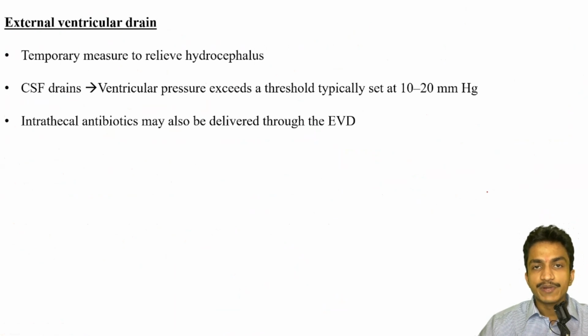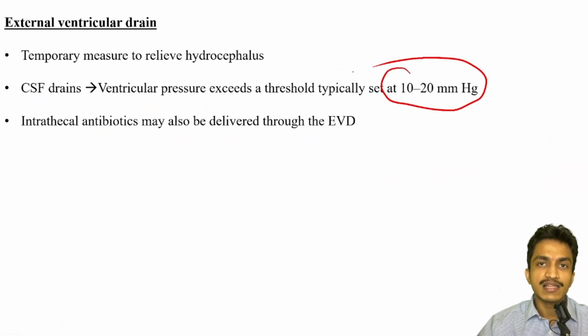EVD, so that is a temporary measure where CSF drains. In this case, a specific pressure threshold is set, around 10 to 20. Whenever the CSF pressure exceeds that, there is drainage of the fluid, and we can also give intrathecal antibiotics if we want to give them through this EVD.